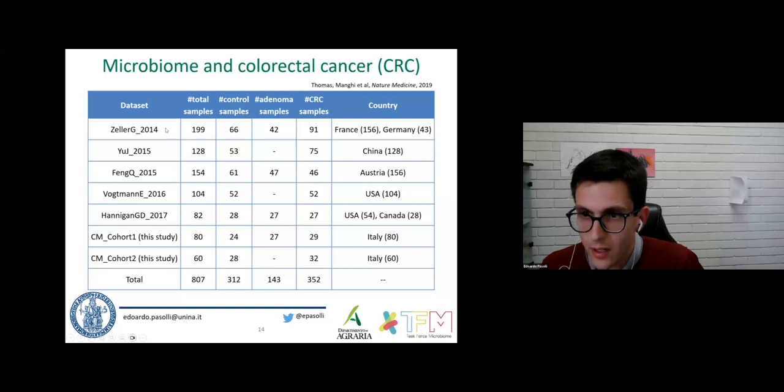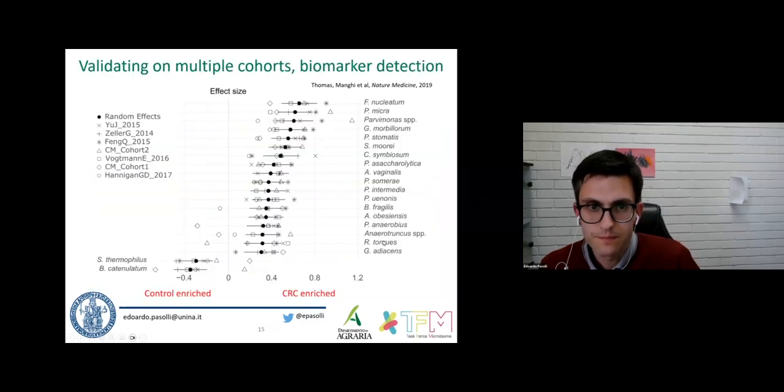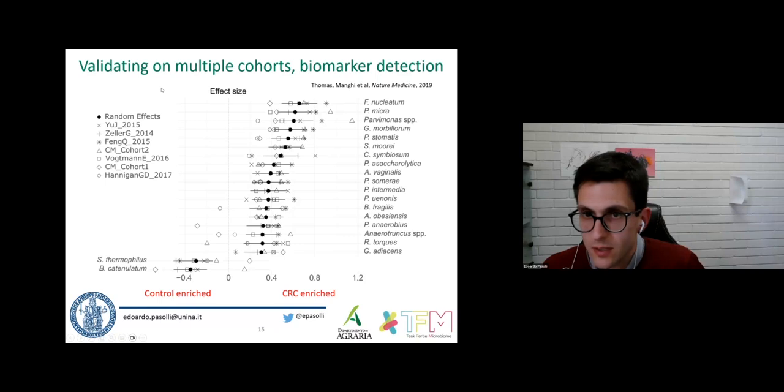These were acquired from different labs in different countries, and in particular we focus today on the distinction between control and CRC samples. Then there were 2 other studies acquired specifically for this study. So why is it important to have the validation on multiple cohorts?